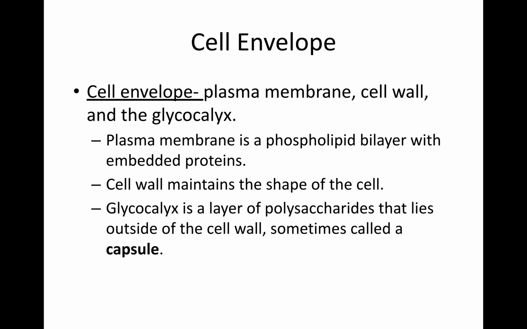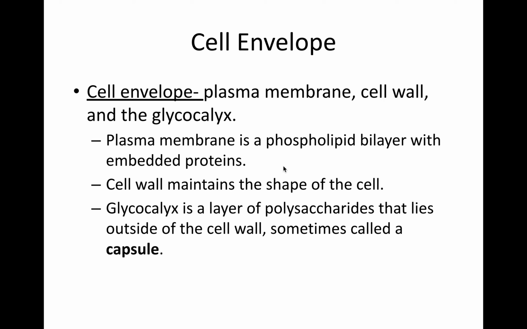Next, we have the cell envelope. This has multiple layers that cover up a bacterial cell or a prokaryotic cell. The cell envelope has a plasma membrane, a cell wall, and a glycocalyx layer. This is like a sugar layer. Okay. So number one is the plasma membrane. This is a phospholipid bilayer that has proteins embedded in it.